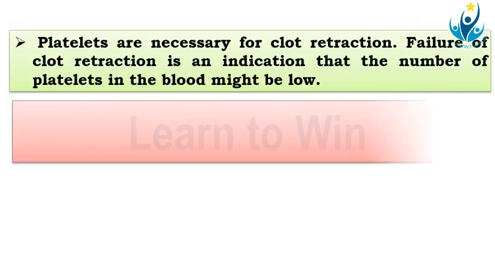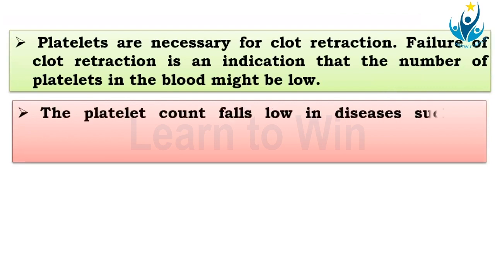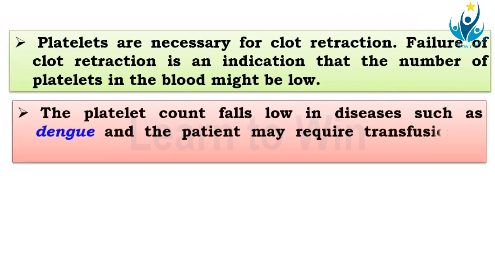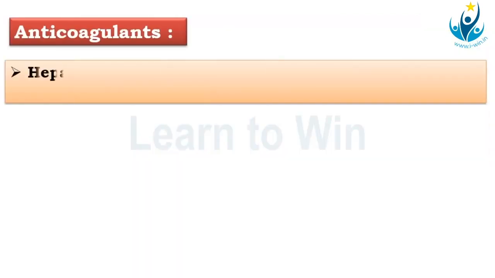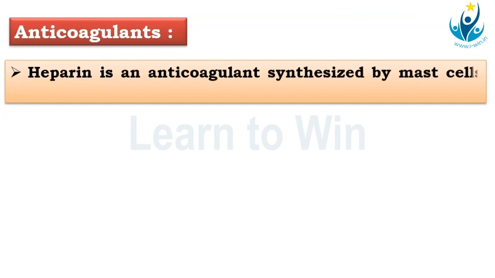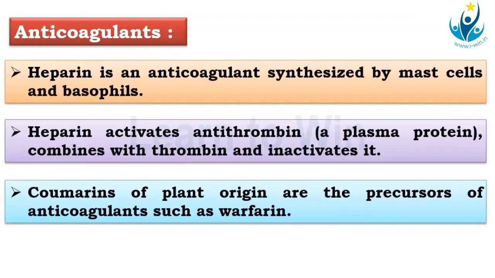Okay, now platelets are very necessary for clot retraction, and failure of clot retraction indicates that the number of platelets is very low, which is seen in cases of dengue. In dengue, the platelet count falls very rapidly and the patient may even require platelet transfusion. Now, to stop the coagulation process, you require anticoagulants.